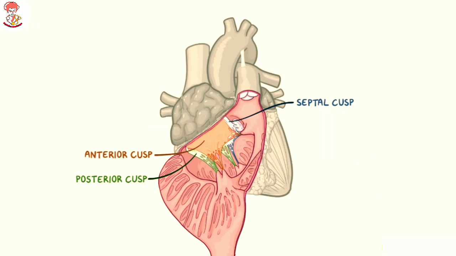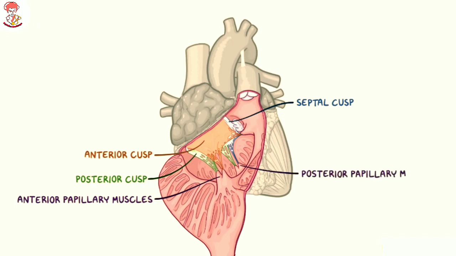The anterior papillary muscle is the largest one and arises from the anterior wall of the right ventricle. Its chordae tendineae attach to the anterior and posterior cusps of the valve. Then there's the posterior papillary muscle that arises from the inferior wall of the right ventricle. Its chordae tendineae attach to the posterior and septal cusps. Finally, there's the septal papillary muscle, which arises from the interventricular septum, and its chordae tendineae attach to the anterior and septal cusps.